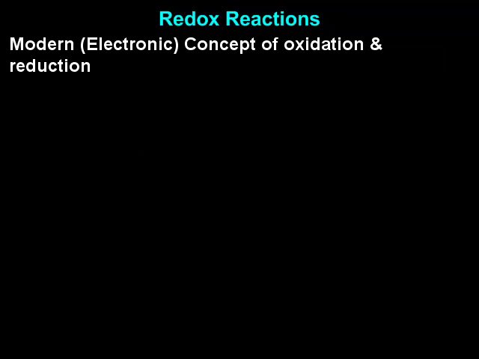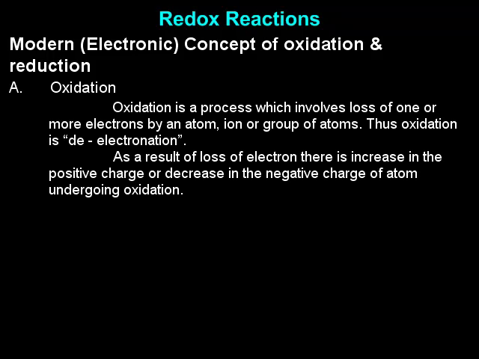Modern, that is the electronic concept of oxidation and reduction. Oxidation. Oxidation is a process which involves loss of one or more electrons by an atom, ion, or group of atoms. Thus, oxidation is de-electronation. As a result of loss of electron, there is increase in the positive charge or decrease in the negative charge of atom undergoing oxidation. Na gives Na+ plus e-.